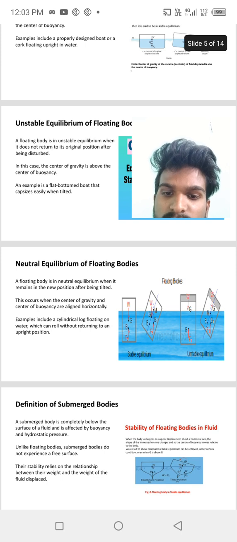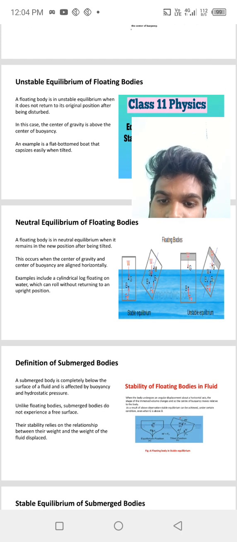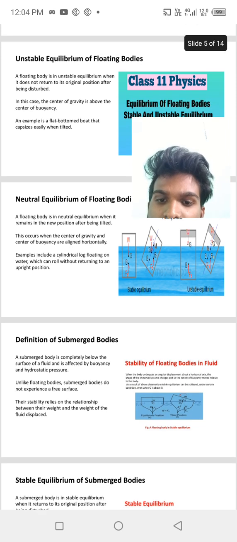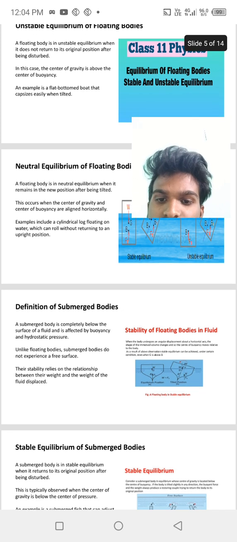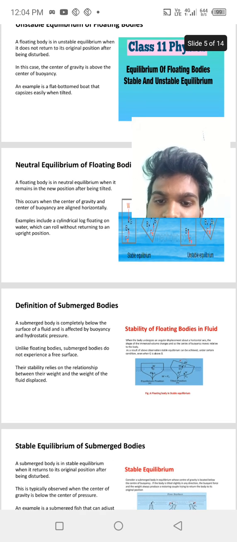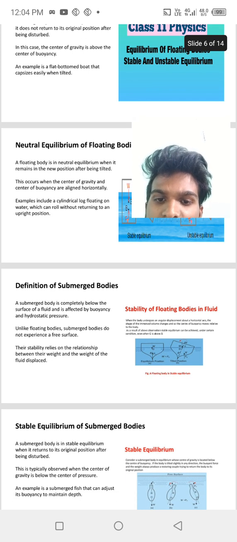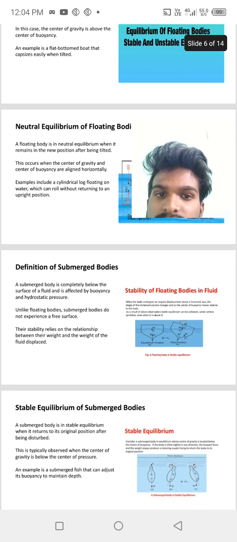Definition of submerged bodies. A submerged body is completely below the surface of a fluid, and it is subjected to hydrostatic pressure. Unlike floating bodies, submerged bodies do not experience a free surface. Their stability relies on the relationship between their weight and the weight of the fluid displaced.